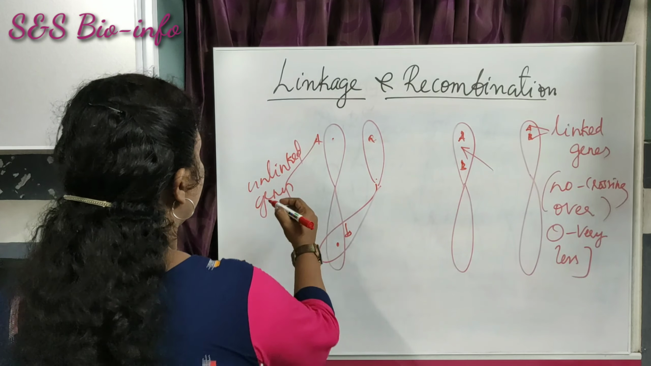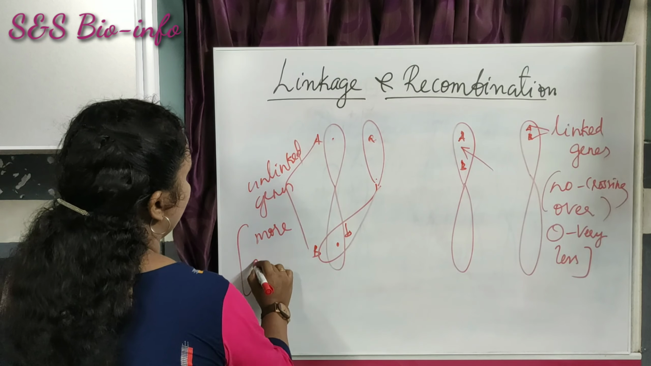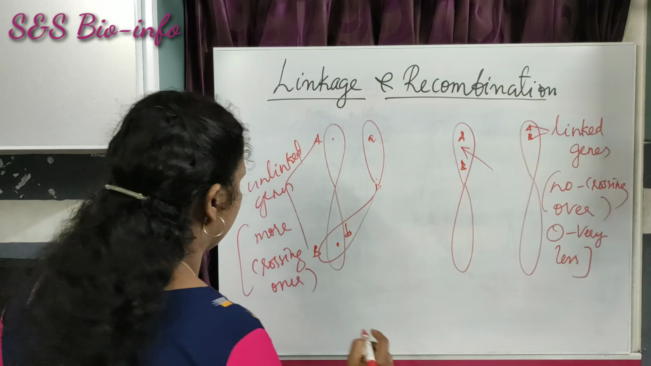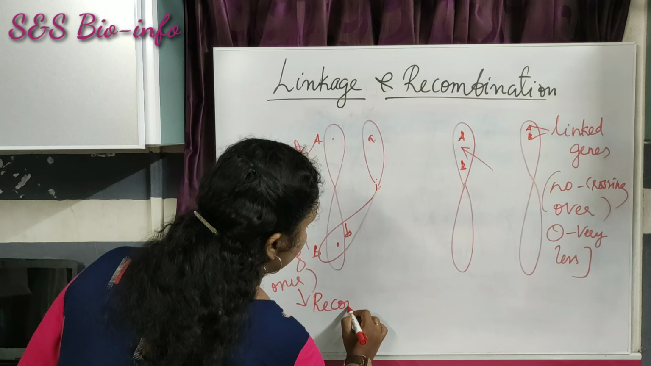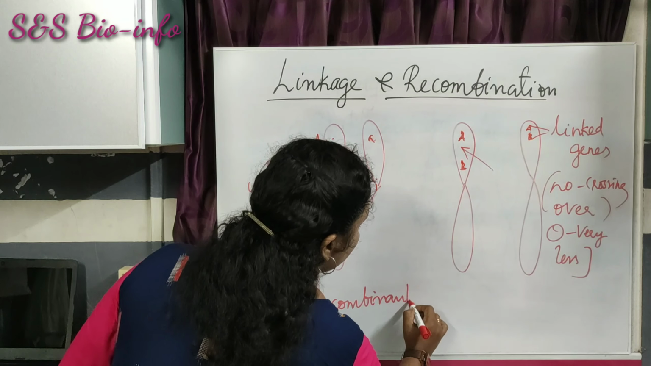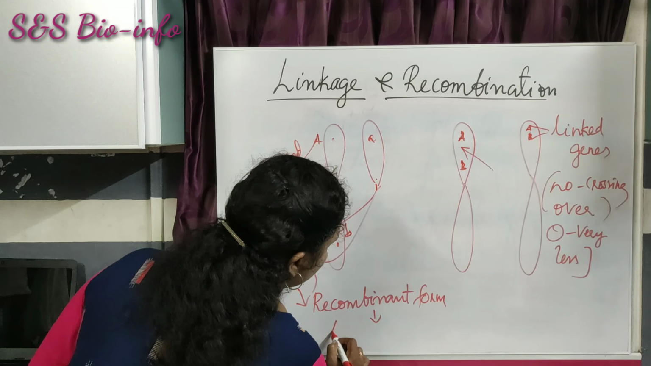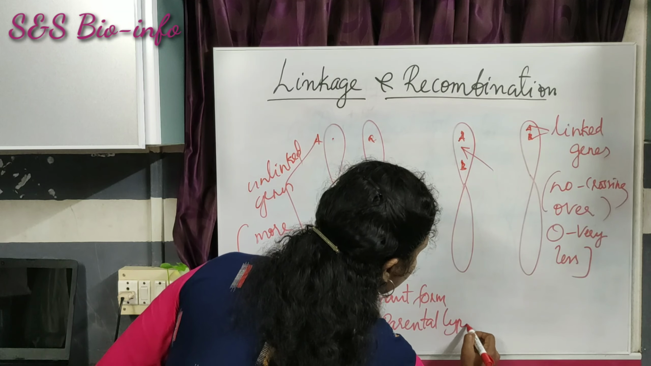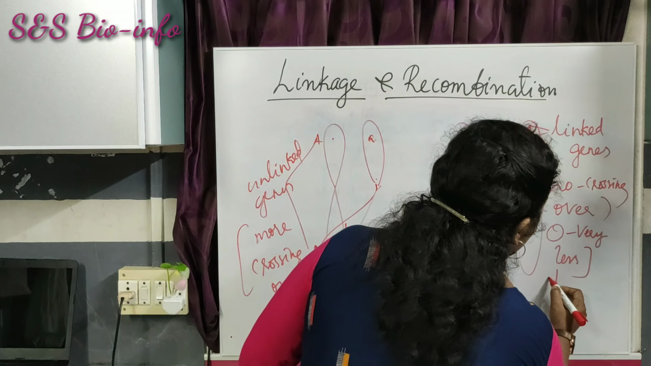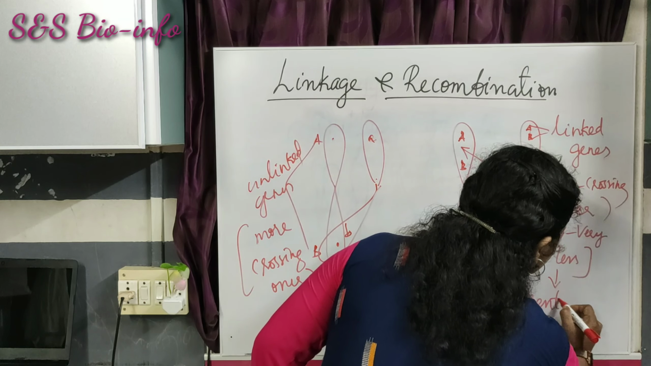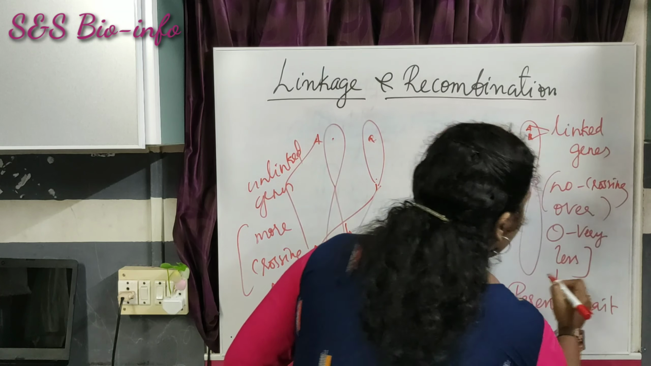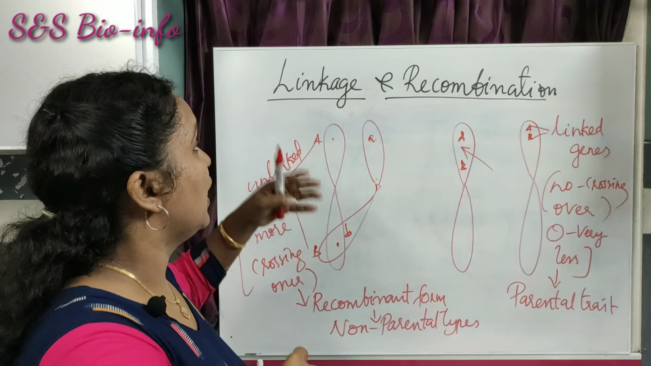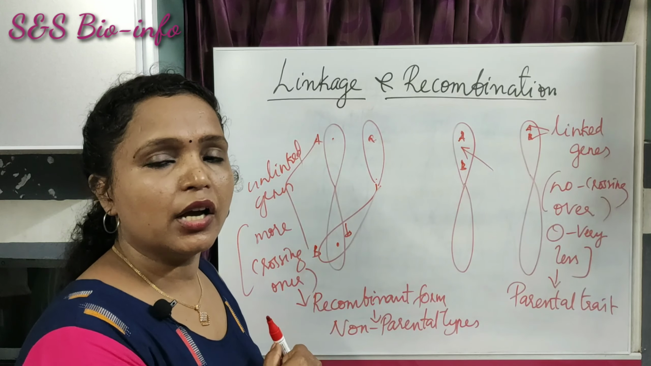What is the case here? More chances of crossing over, so more recombinant varieties will be produced. The recombinant forms or non-parental types would be produced in this particular case, but here only the parental traits will be retained in the successive generation. So this is the association between linked genes and crossing over.